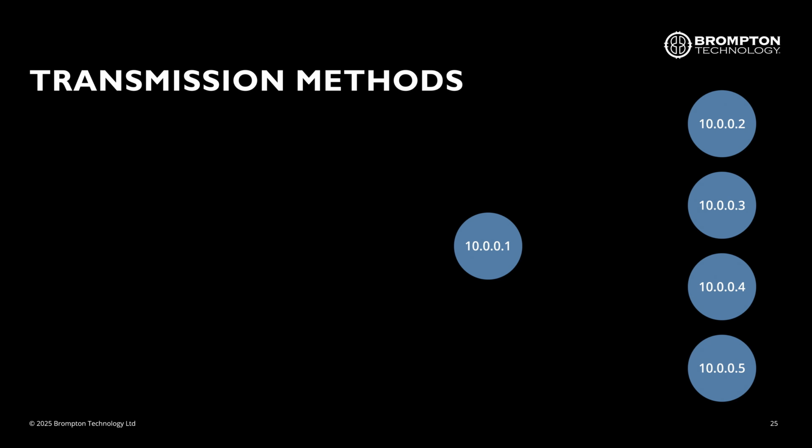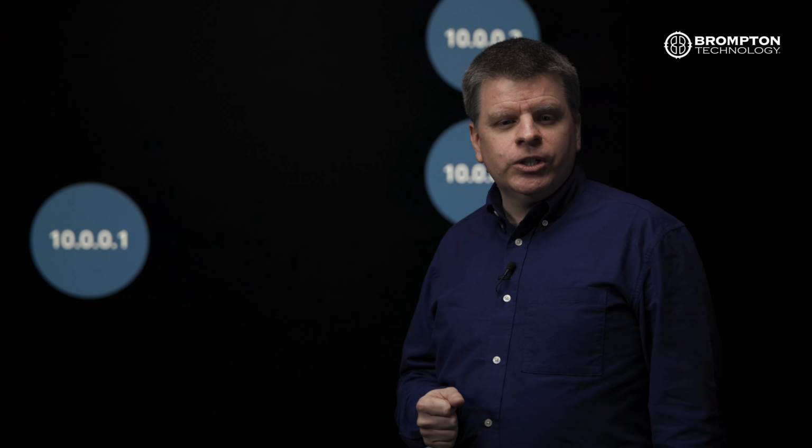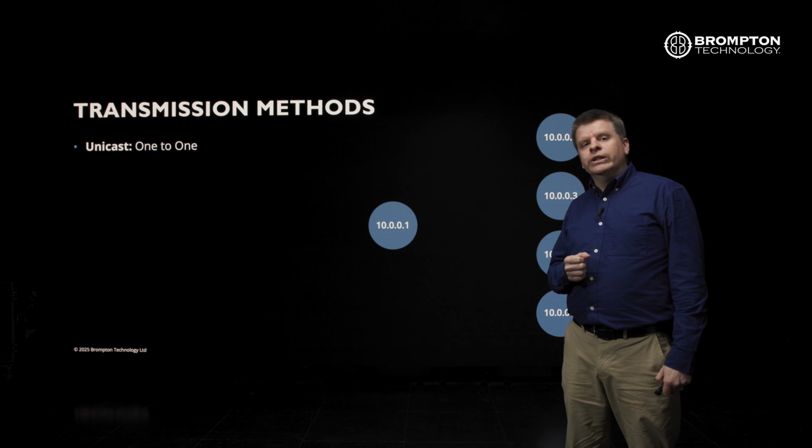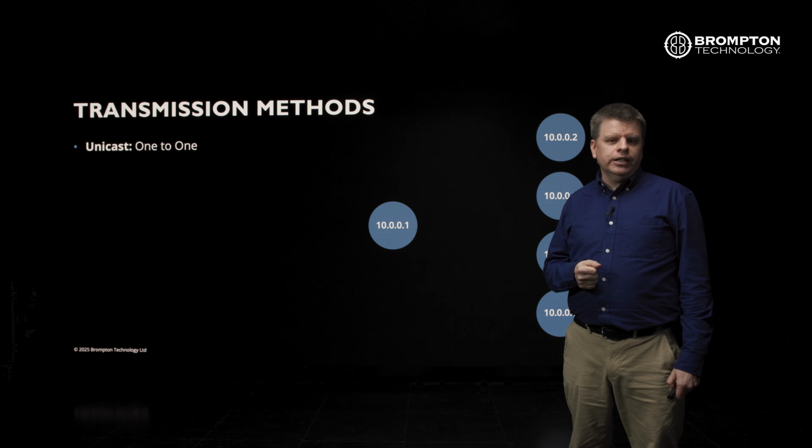There are a few different ways that we can ask the network to route this information. So let's look at a situation where we've got 5 devices on our network. The one on the left there, dot 1, wants to send some information out onto the network. We've then got 4 other devices on the network. Now, the simplest way to transmit information is to send it to a single device, and we call that unicast. So this is a one-to-one connection.